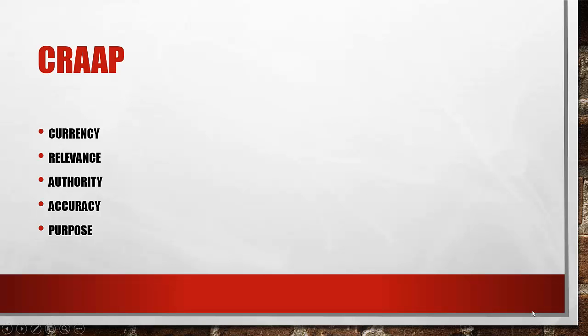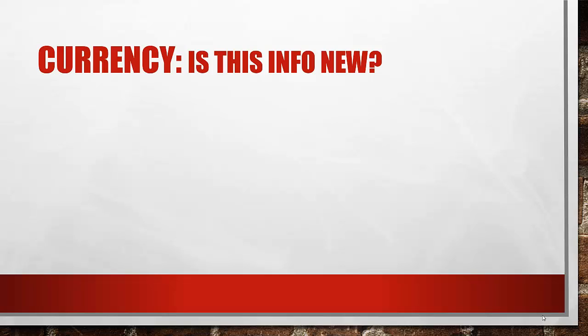So what you'll be doing as you're starting your web search is going through each one of these and kind of imagining it as though they're like checkboxes. And you'll be evaluating each one of these resources based on these criteria. And the first criteria, of course, in CRAAP is currency. So what we're asking for this criteria is, is this information new?